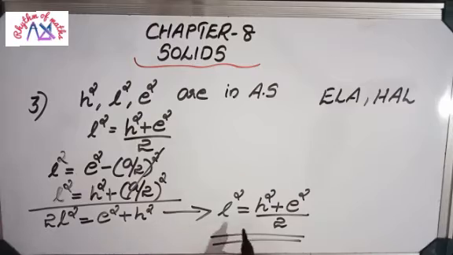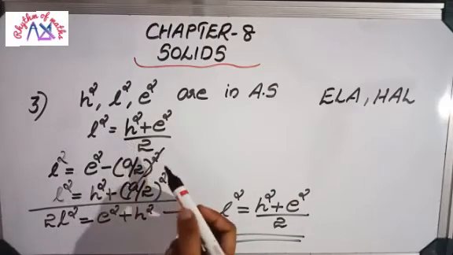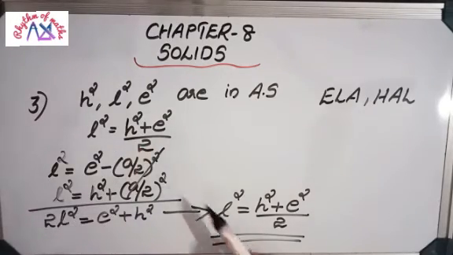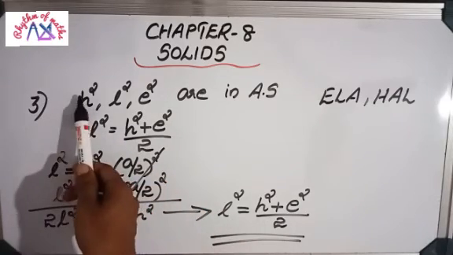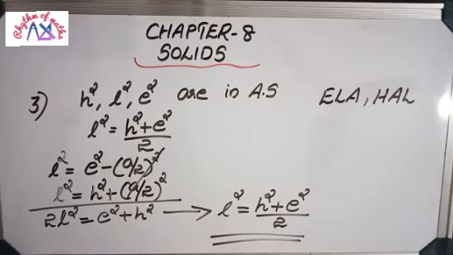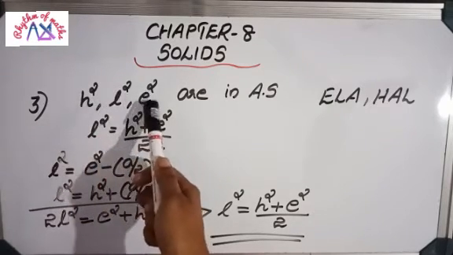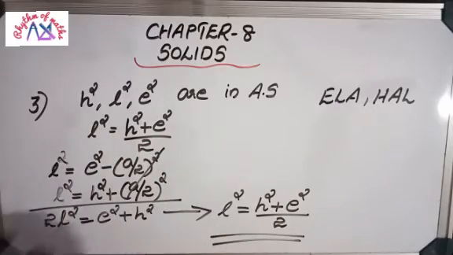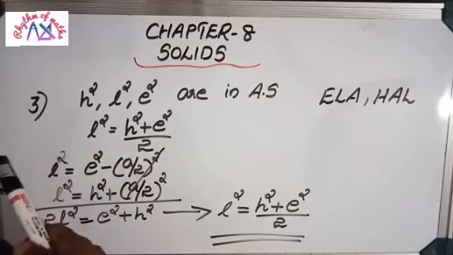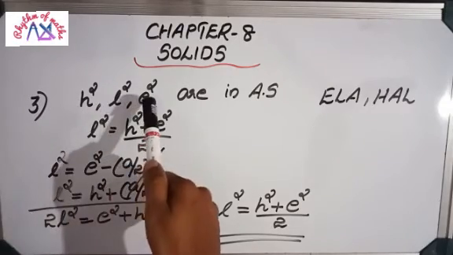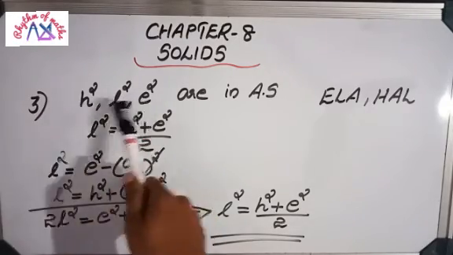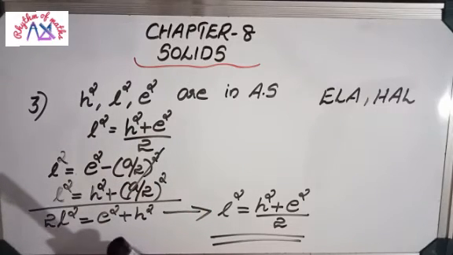So we got the same speciality as an arithmetic sequence. Middle term's square equals what? The sum of the first number and the third number divided by 2. That means H square, L square, E square, these three are in arithmetic sequence. For all square pyramids, height square, then slant height square and lateral edge square, these three are in arithmetic sequence. Okay, so this is the third one.